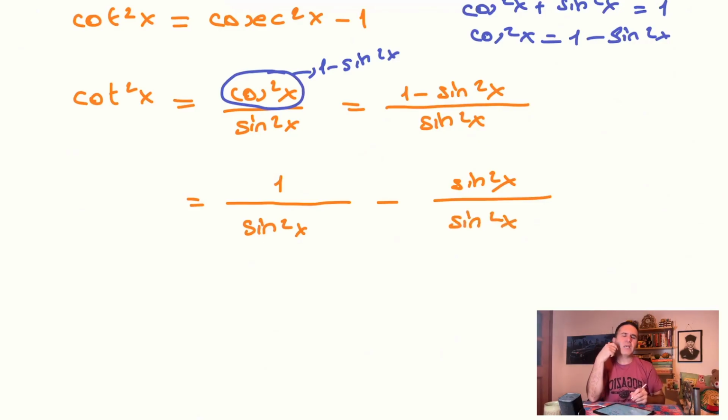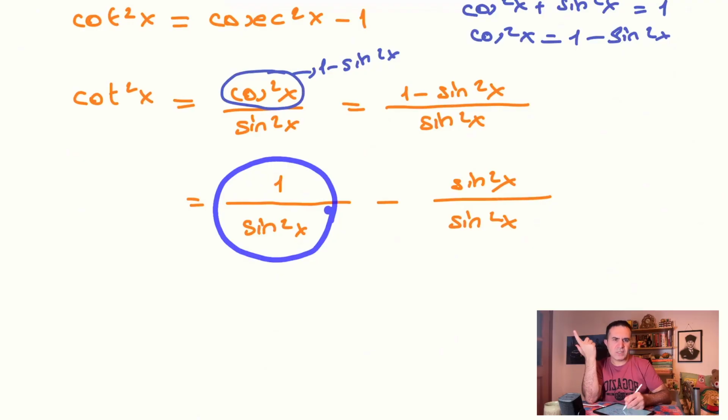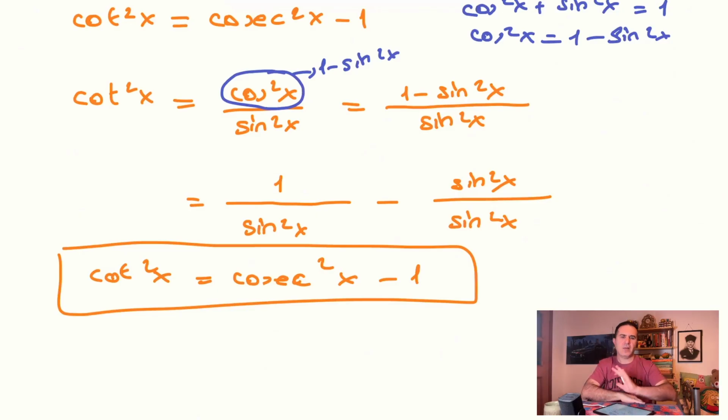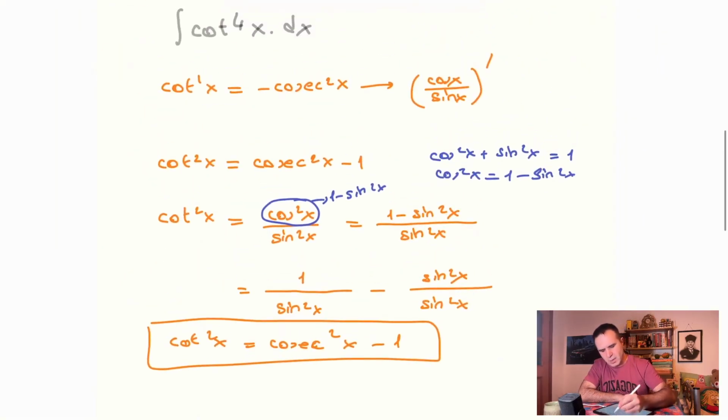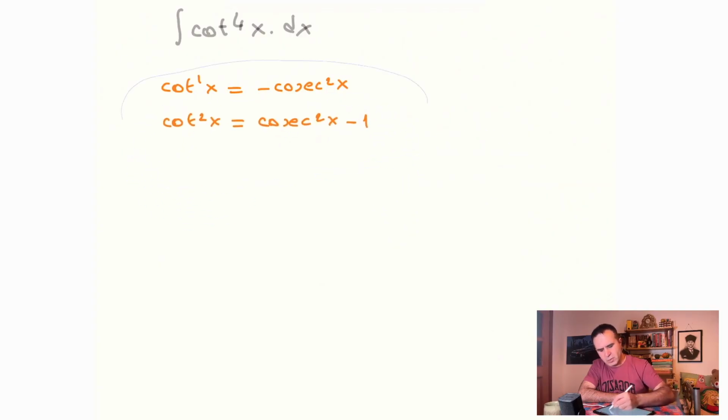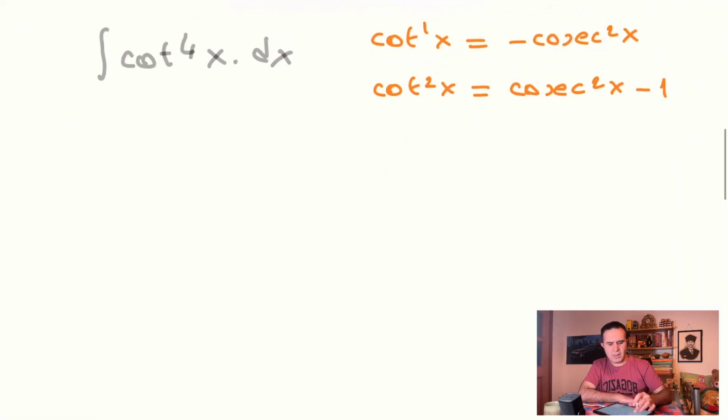We know that 1 over sine x is cosecant x. Then 1 over sine square of x is equal to cosecant square of x, and sine square of x divided by sine square of x is equal to 1. This means that cotangent square of x is equal to cosecant square of x minus 1. Our important equations are these. Okay, I will erase them. We will use those two equations, and these equations are really important. You shouldn't forget them.